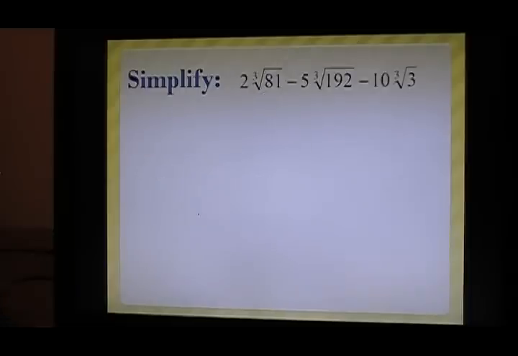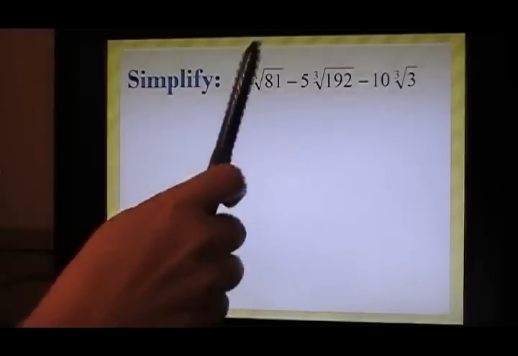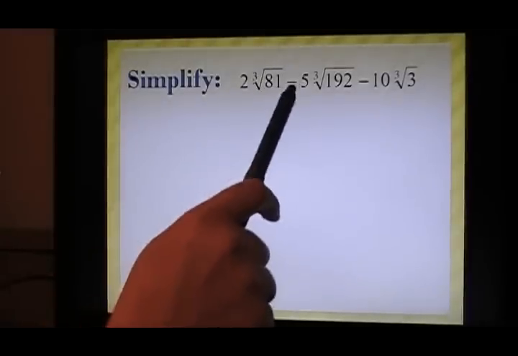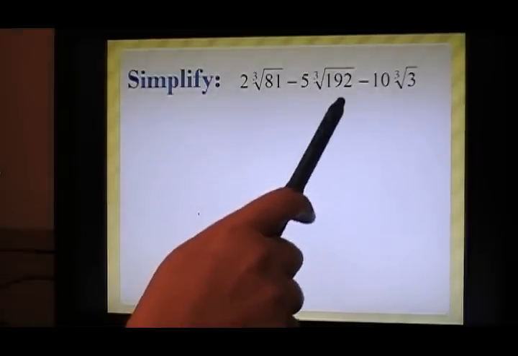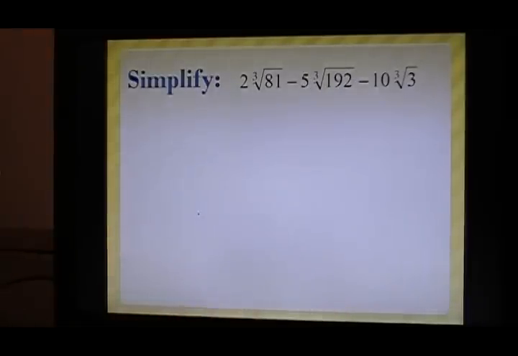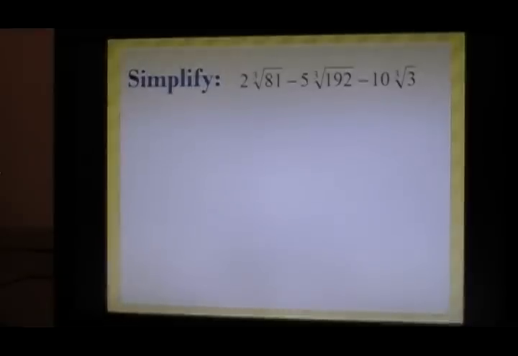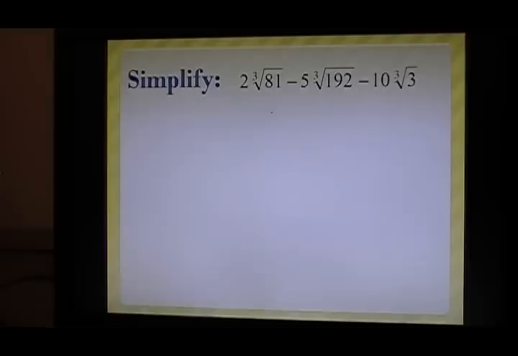One more. 2 times the cube root of 81 minus 5 times the cube root of 192 minus 10 times the cube root of 3. So, trying to do simplification. Let's say you're not sure. So let's start playing around with 81 a little bit. See if we can come up with any perfect cubes or create any, come upon any in the breakdown or create any when we look at all the factors pulled apart.